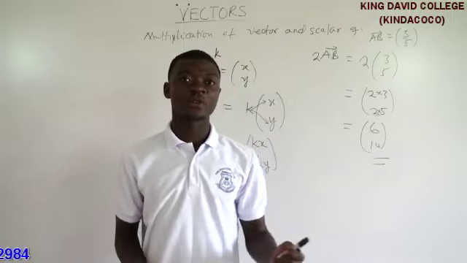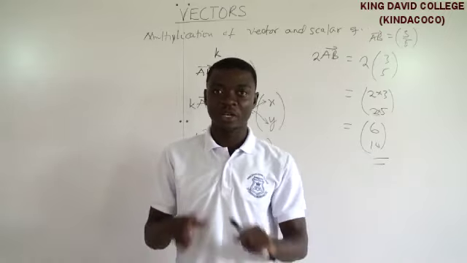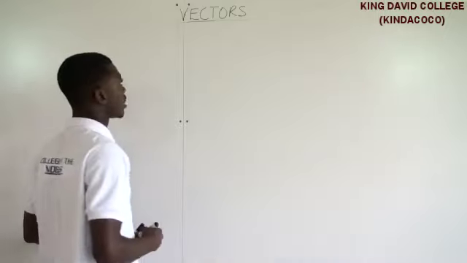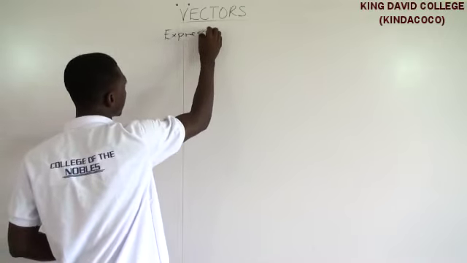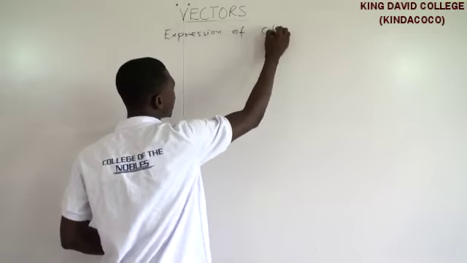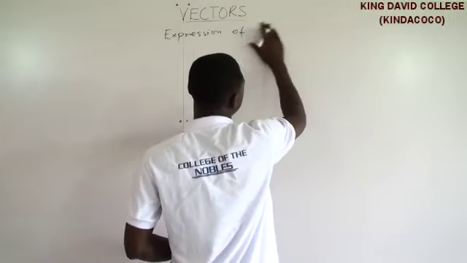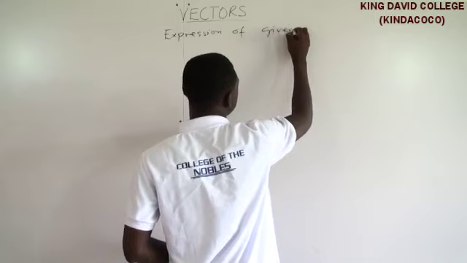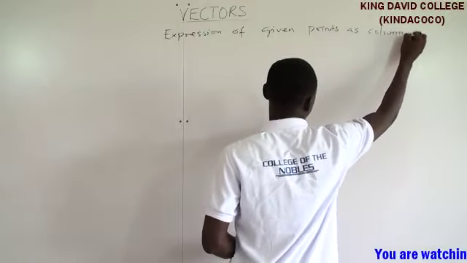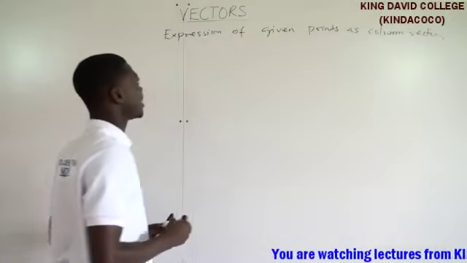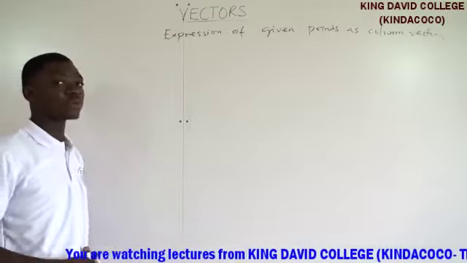Right. So now let us move to the very last aspect of our first video on vectors, which is expression of giving points as column vectors. So we said we are going to do an expression of giving points as column vectors. You are given this to do.